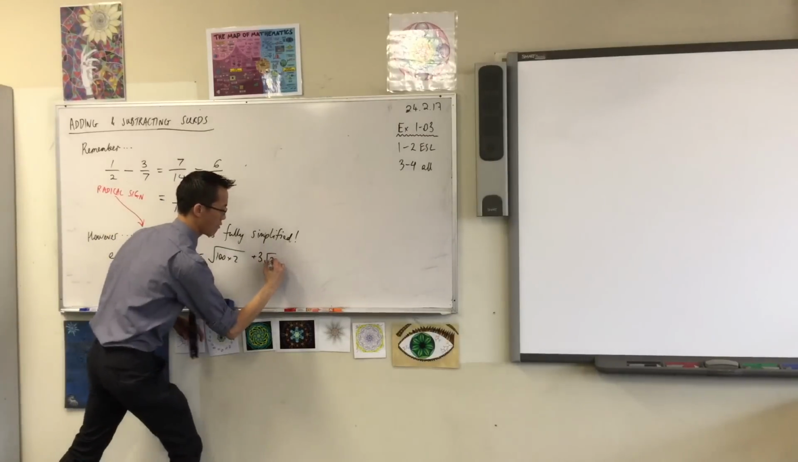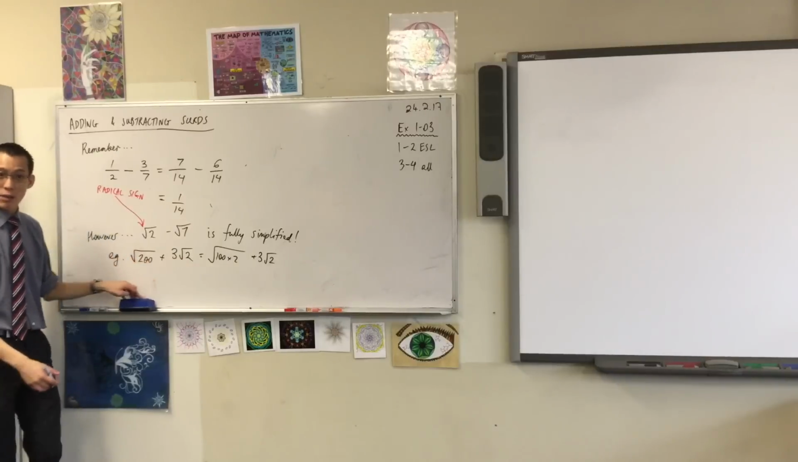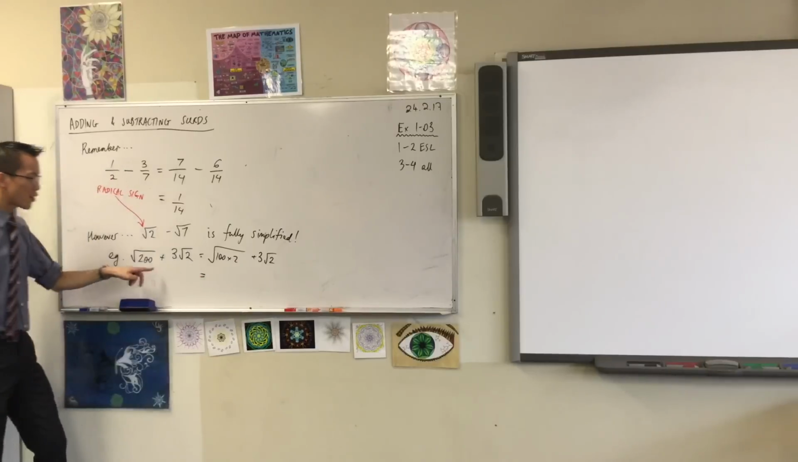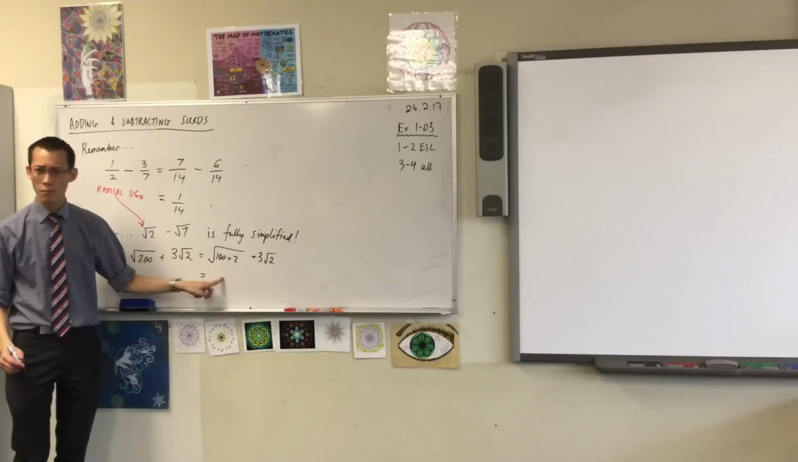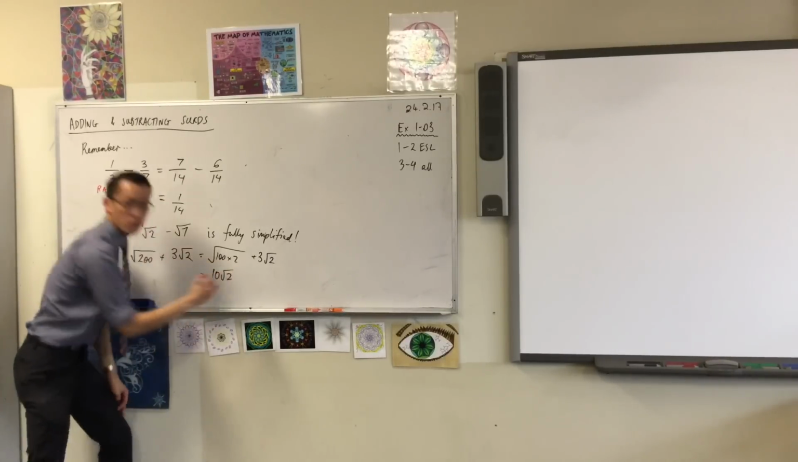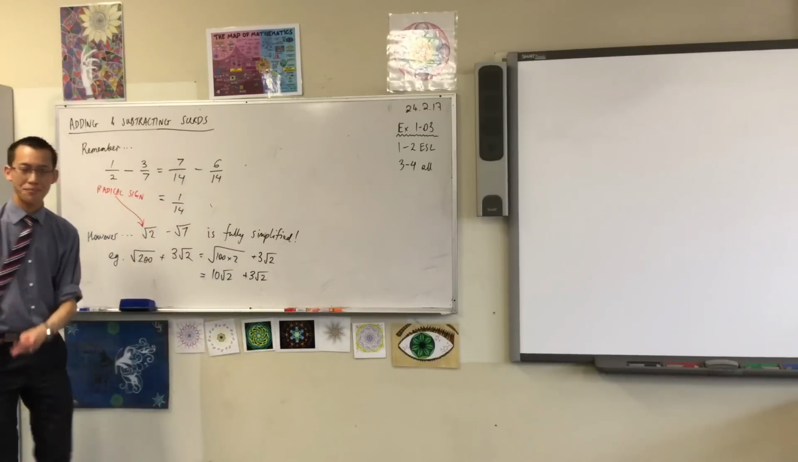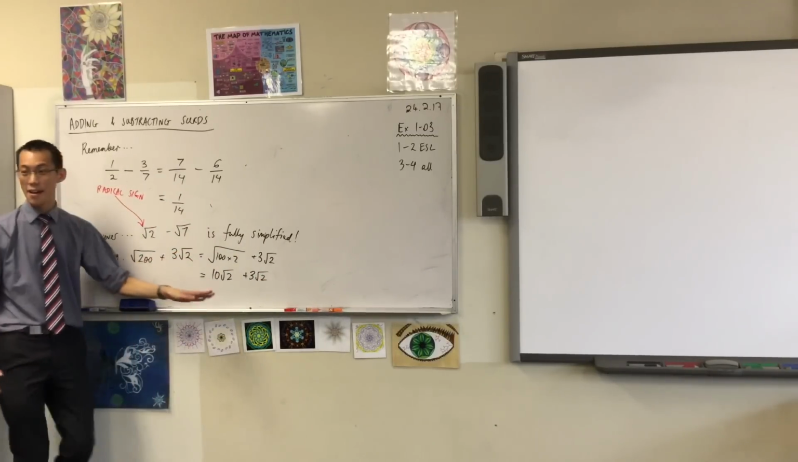Plus 3 root 2. As you become a little more comfortable with these, if you can do it reliably and accurately, I'd be okay with you going straight to 10 root 2. Do you see where I got the 10 from? Yeah, that's the square root of 100. So that's 10 root 2 plus 3 root 2. Okay, so even though they didn't start with the same number, now they are.